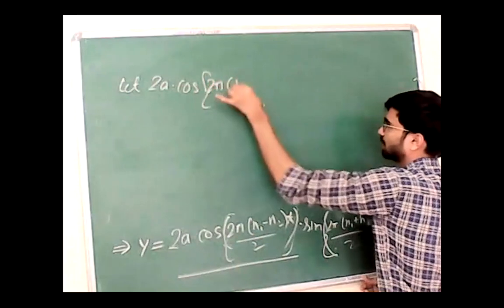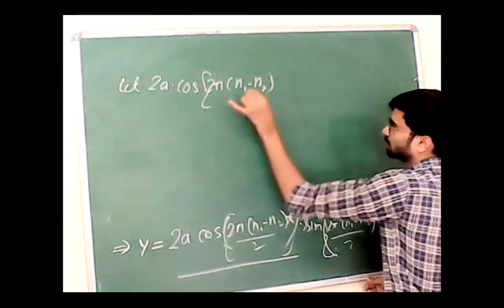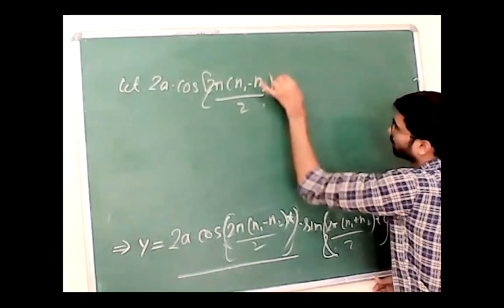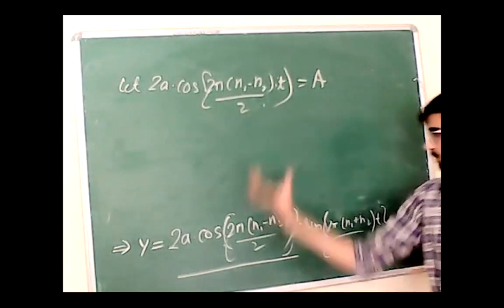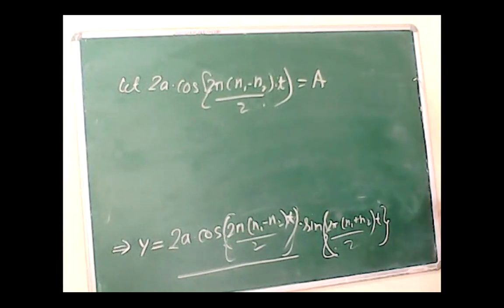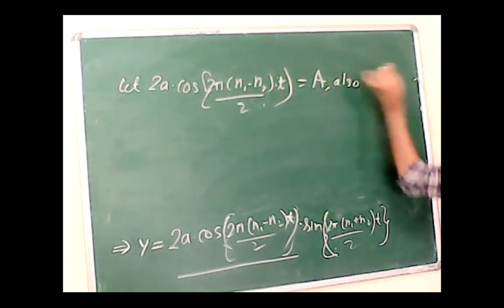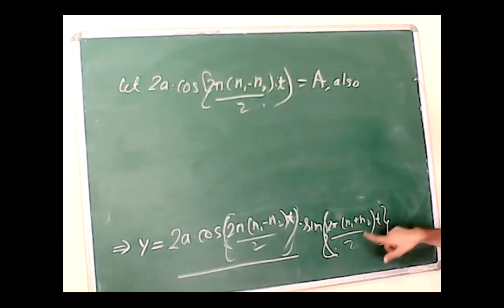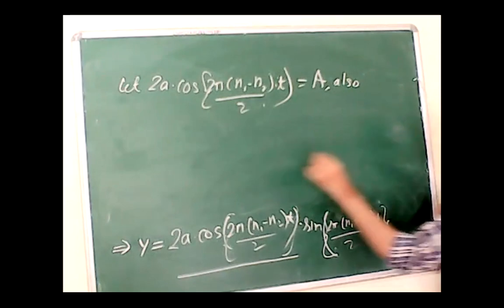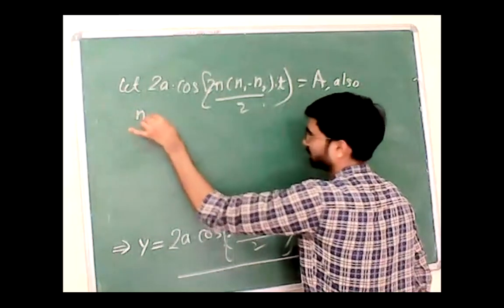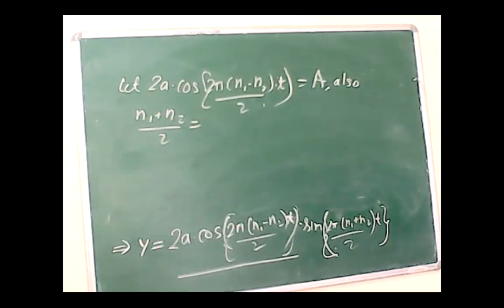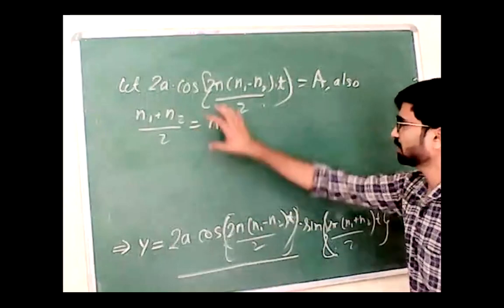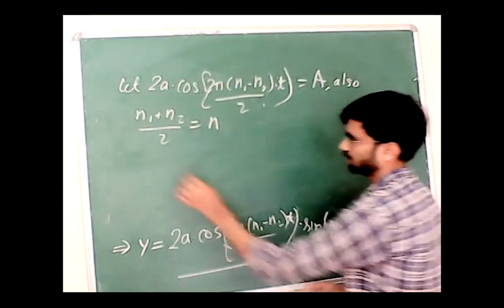So we can select, let 2a into cos 2 pi (n1 minus n2) divided by 2 into t is equal to capital A. Okay, so I have selected this whole term. Also, this n1 plus n2 divided by 2, select this as n. Keep this as small n.